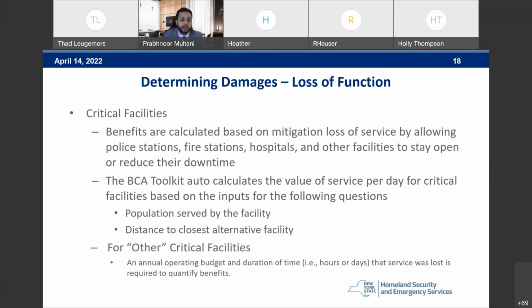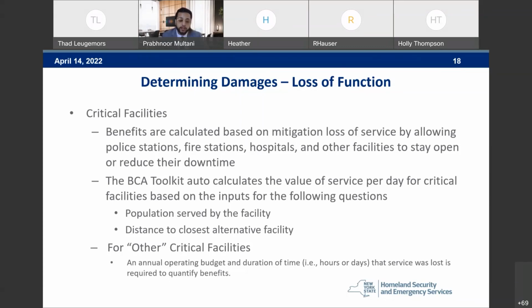Critical facilities. Benefits are calculated based on mitigating loss of service by allowing police stations, fire stations, hospitals, and other facilities to stay open or reduce their downtime. Now, the benefit cost analysis toolkit or calculator auto calculates the value of service per day for critical facilities based on the inputs for the following questions. What is the population served by the facility? What is the distance to the closest alternative facility?